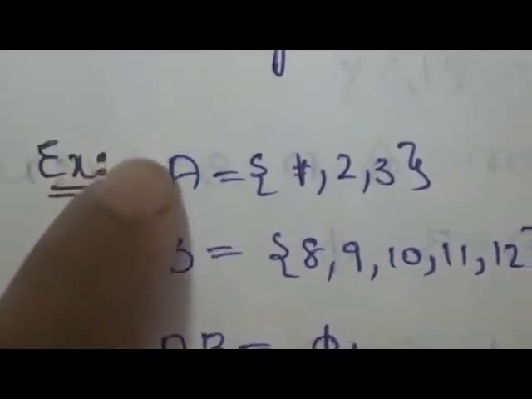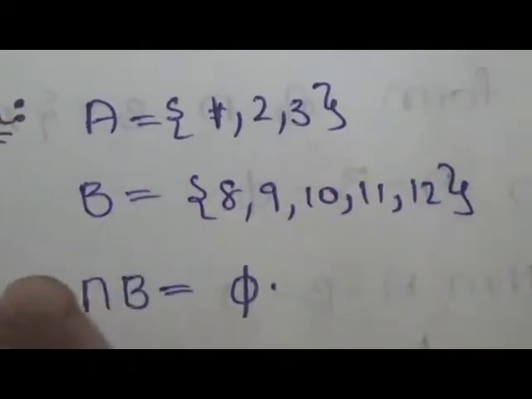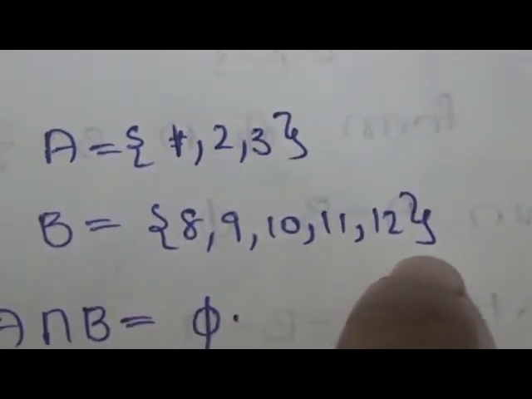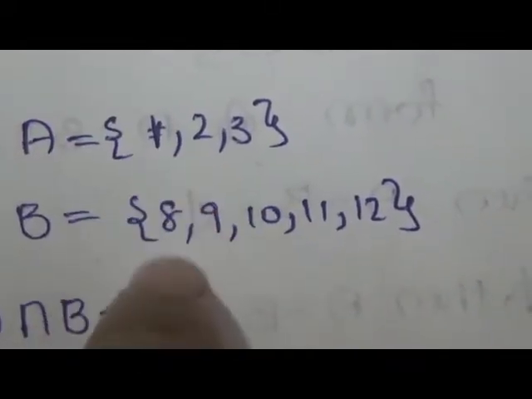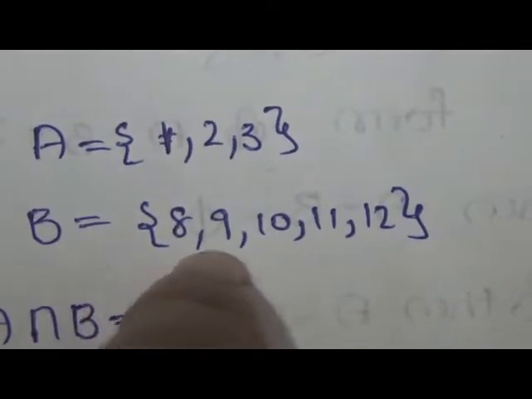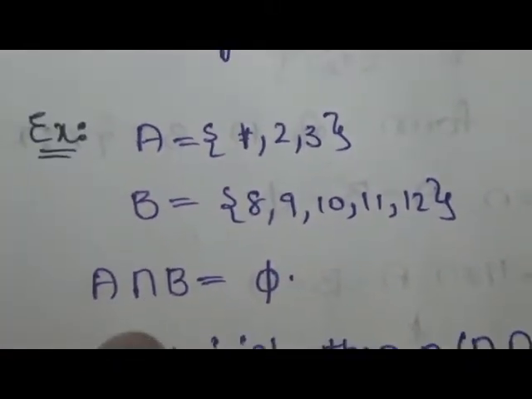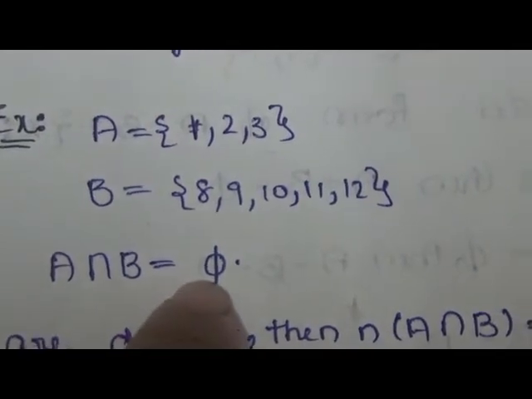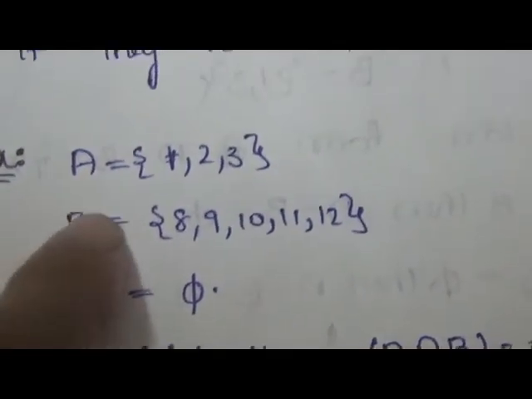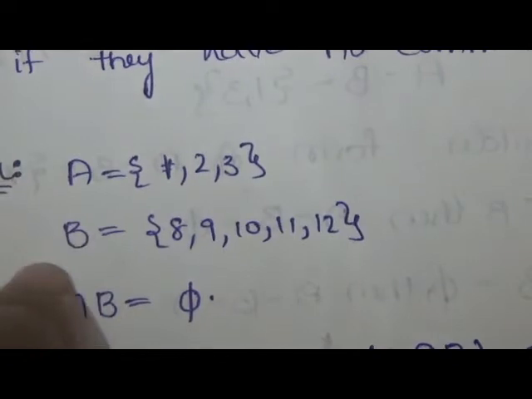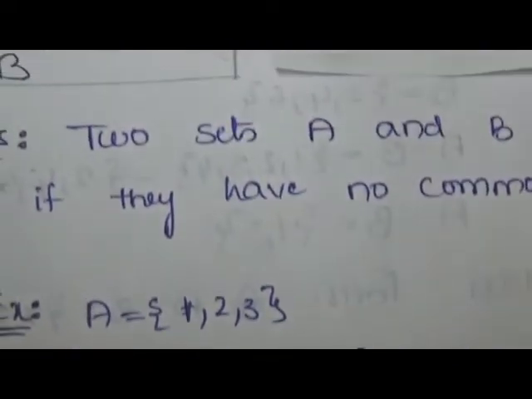Here in the given example, A is equal to 1, 2, 3, B is equal to 8, 9, 10, 11, 12. No element is there in both the sets. No element is the same in both the sets. A intersection B is equal to the empty set, which means there are no common elements in both of these sets. This kind of sets we call disjoint sets.